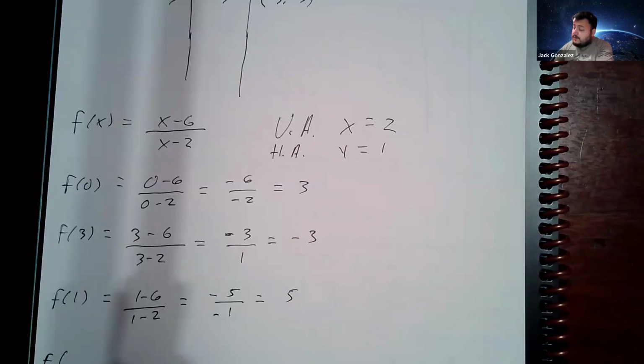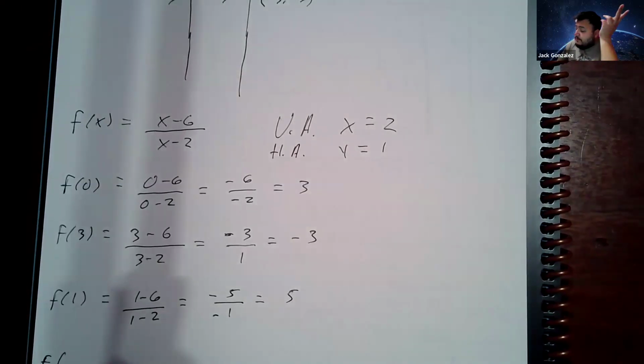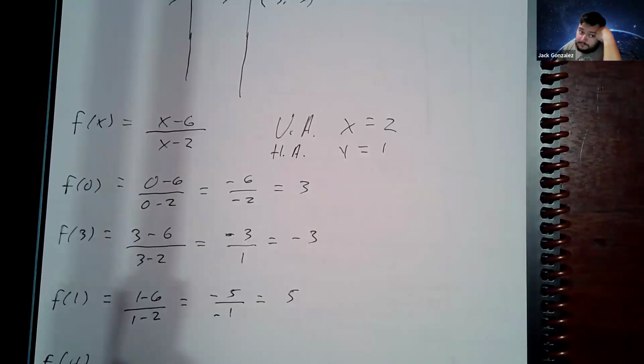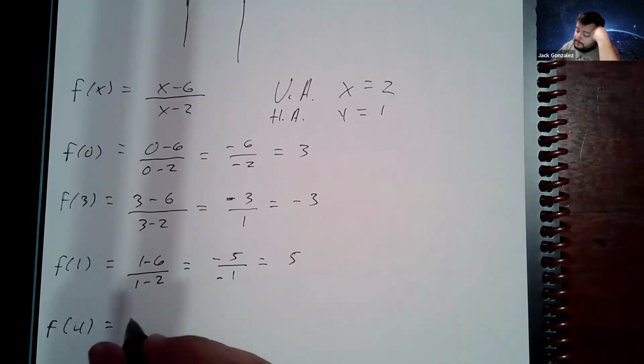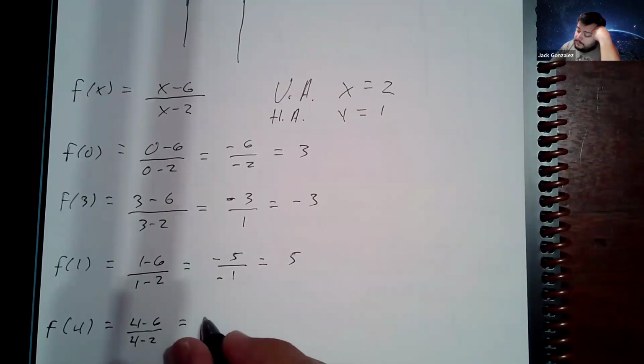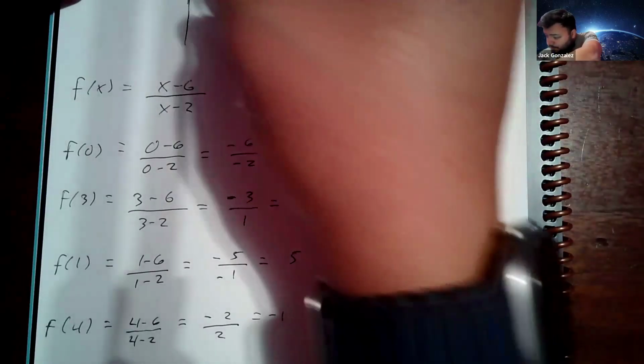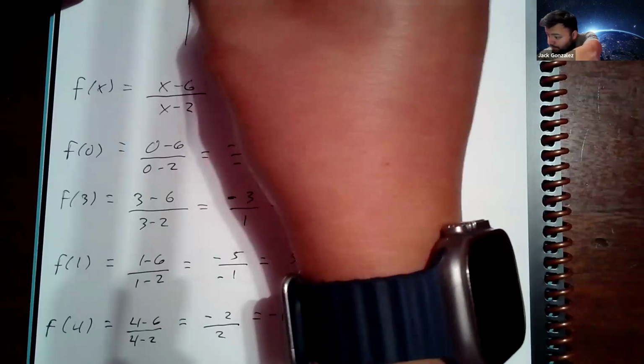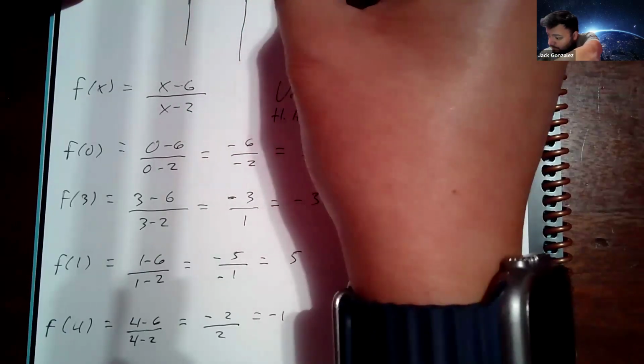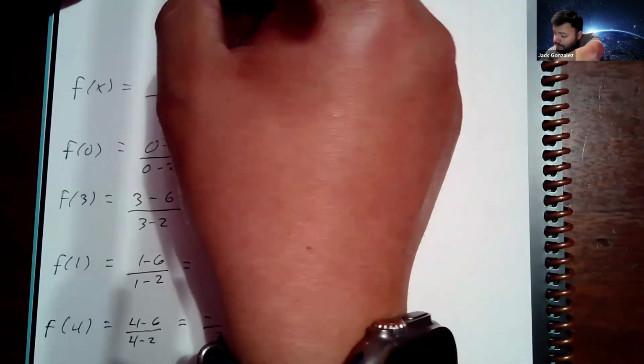One more. So I got 2 on the left. I need 1 more on the right. So let's choose 4, I guess. So that'll be 4 minus 6 over 4 minus 2. That'll be negative 2 over 2, negative 1. All right, cool. We got all our points. That'll be 1, 5, and 4, negative 1.